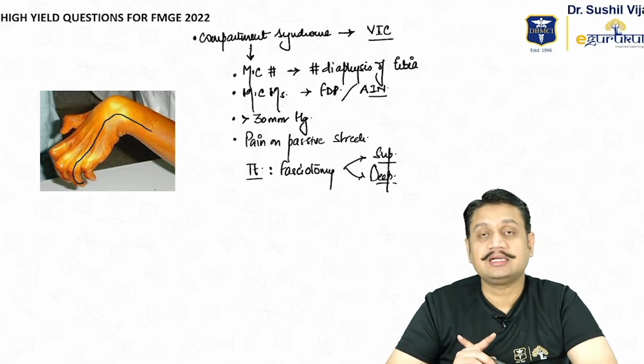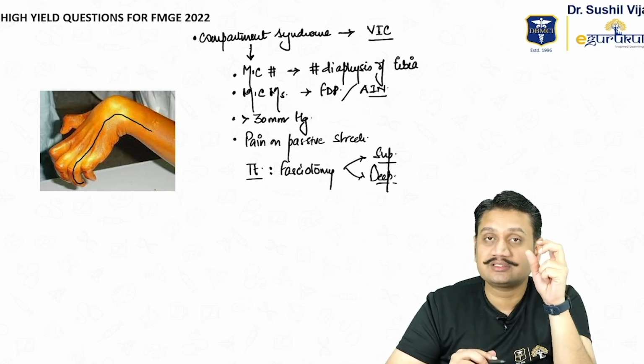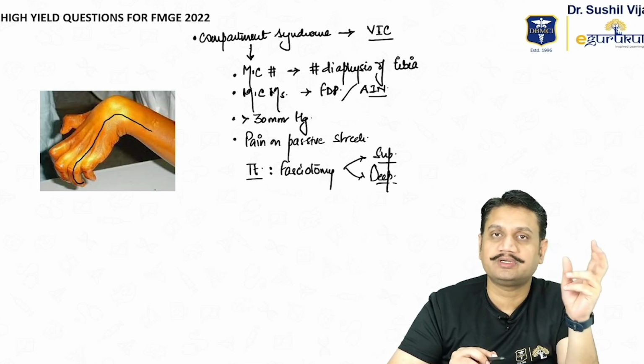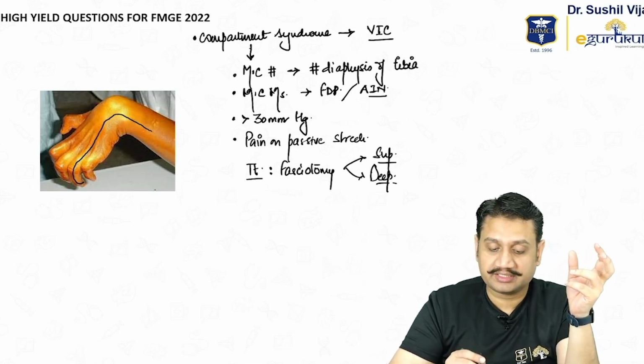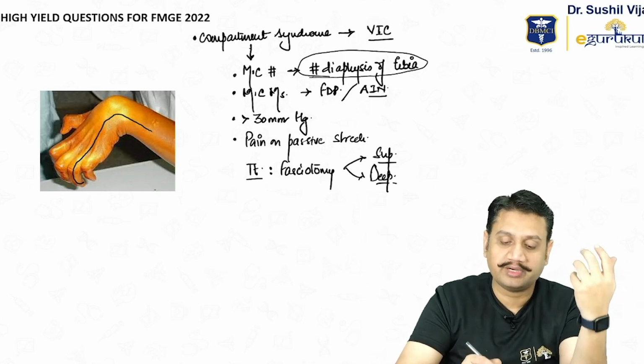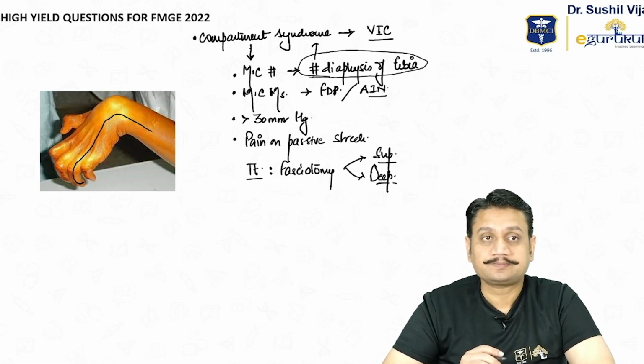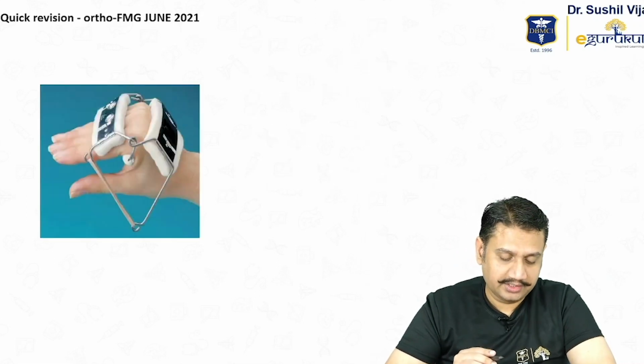You must remember that. They may give you one image of a fractured tibia and they may ask what is the most common complication related to this particular fracture. So diaphysis of tibia fracture is most commonly known to cause compartment syndrome. So you should be very, very watchful about that. Okay, that is one.